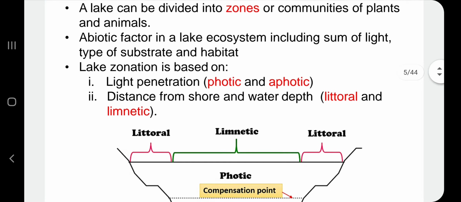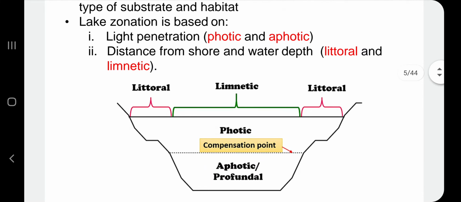But you need to take into consideration the third point, which is that lake zonation is based on the first criteria for how we divide the lake into different zones, which is light penetration. Can the light pass through all the way to the bottom of the lake or not? If the light can pass all the way down and we can see clearly what's inside the water, I would say photic zone. If there is no or insufficient light passing through to the bottom of the lake, we call the zone the aphotic zone.